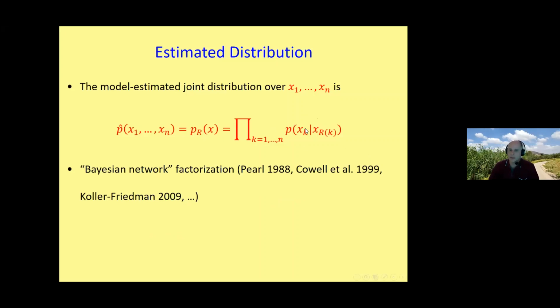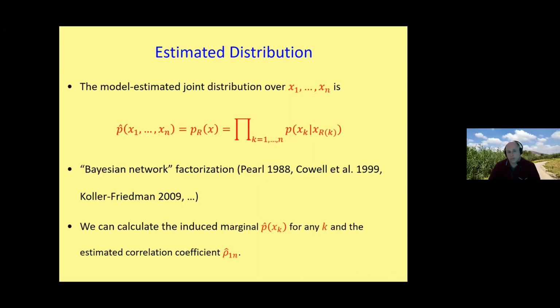Now, it's a probability distribution to all intents and purposes. It's a distortion of the true distribution, but it's a distribution nonetheless. This formula is taken from page 1 of any textbook on Bayesian networks. Here are a few important references. And since it's a distribution, you can use it to calculate marginals, conditionals, as well as correlation coefficients. For example, the estimated correlation coefficient between 1 and n is exactly the same correlation coefficient that we saw before. It's just a different way of arriving at the same thing.